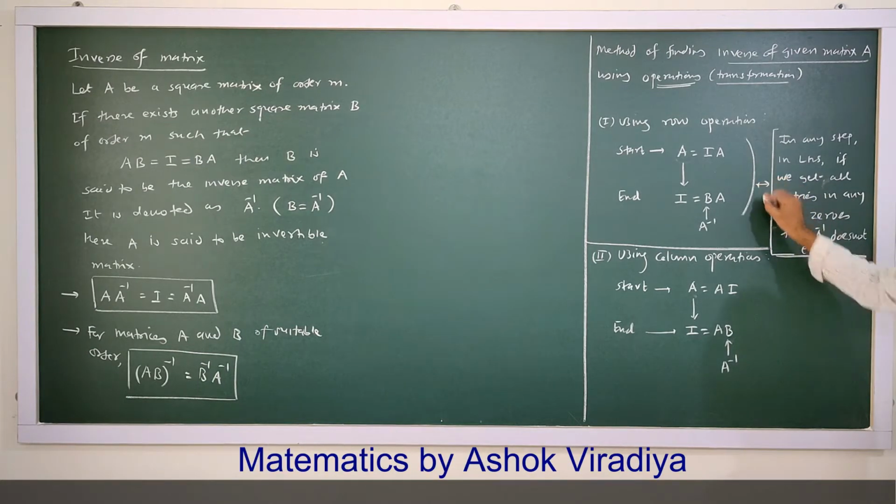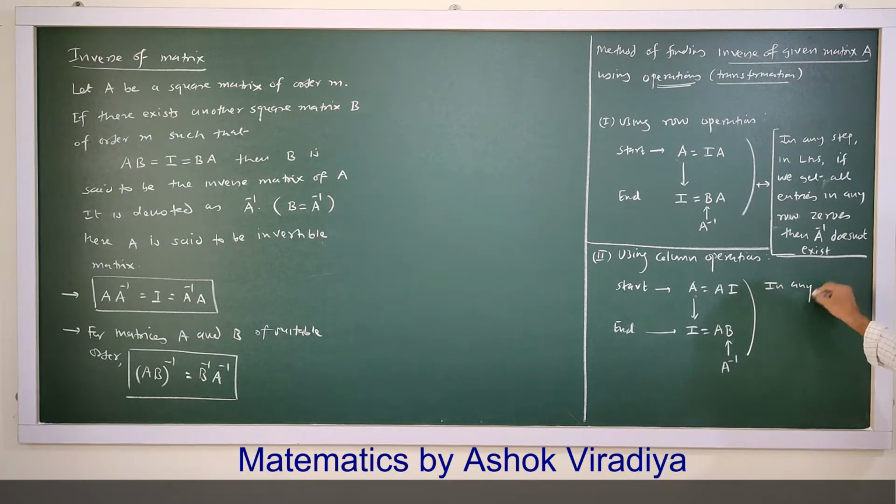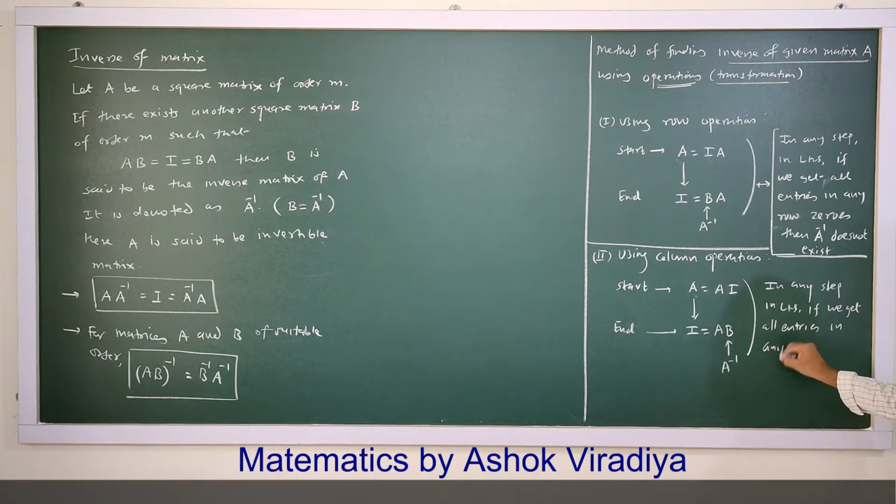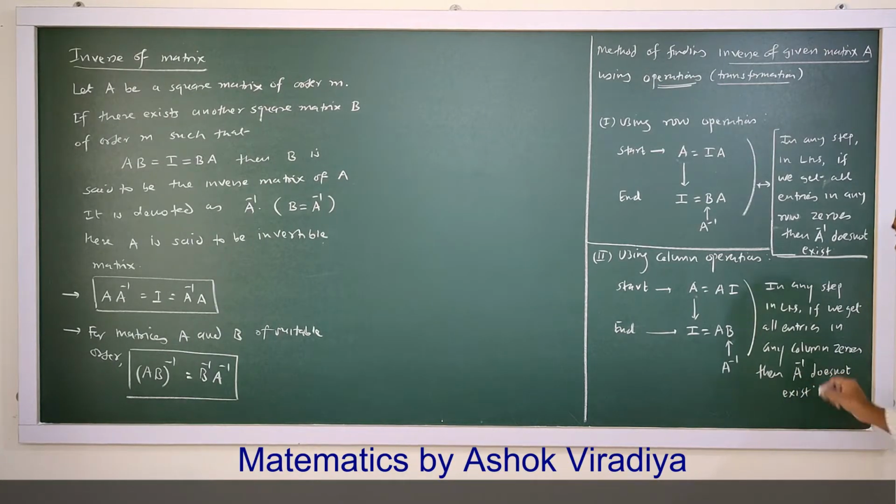And when performing this procedure, if in any step, in left hand side, we get all entries in any column zeros, then A inverse does not exist.